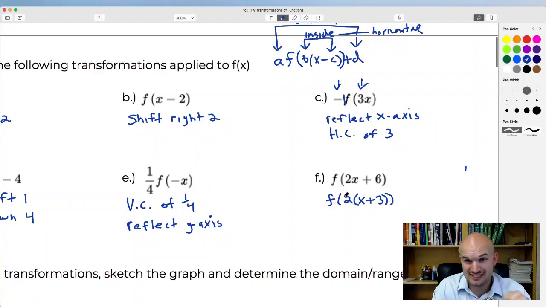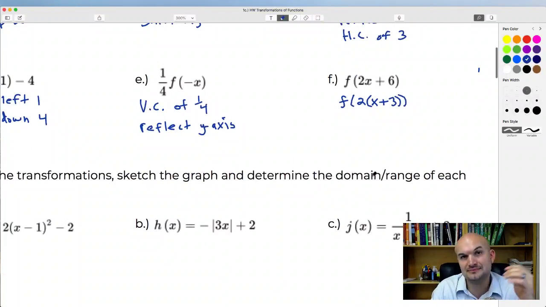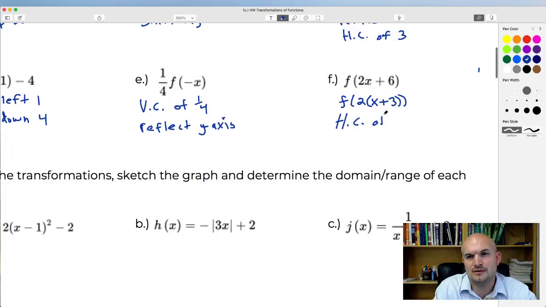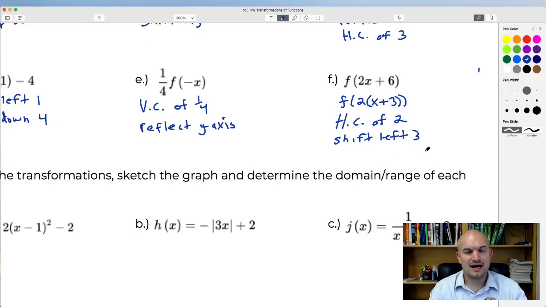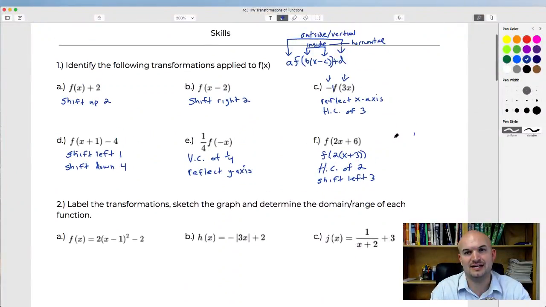Now you can see that there is, yes, indeed a horizontal compression of 2, but rather than shifting 6 units to the left, I'm actually only shifting 3 units to the left. And when you look at the graph, if you were to graph any kind of function with 2x plus 6 inside of it, you would see that it's only shifting 3 units to the left. So we'll just write that as a horizontal compression of 2, and that's a shift left 2. No, not left 2. That's left 3. Okay, so that is what we do when we have something in function notation.